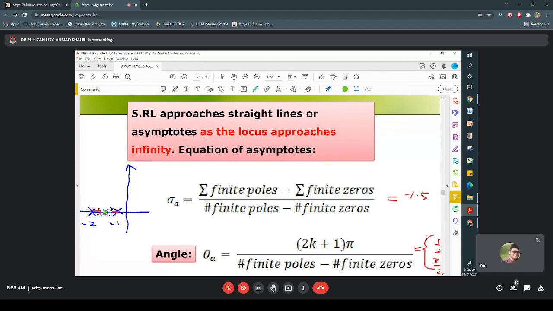All right, now let's draw the asymptote line. Minus 1.5. First of all, you mark the point. Where is your asymptote point? At minus 1.5, it is in the middle, exactly. And then you know the angle, which is pi over 2 and also 3 pi over 2. Where is that pi over 2? Straight up, right? And then 3 over 2 pi is straight down. Okay, can you see that?